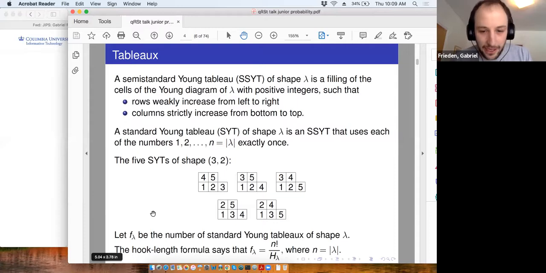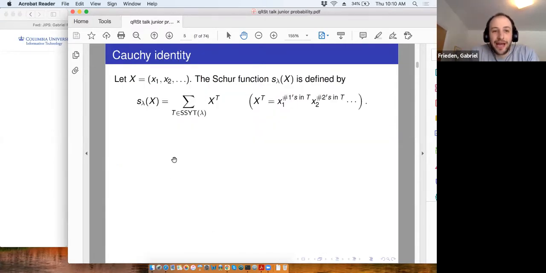Maybe I'll say a little bit more about that later. Now, another central thing having to do with tableaux are Schur functions and the Cauchy identity. There are different ways of defining the Schur function, but I'm going to take this as the definition, where I take all of the semi-standard Young tableaux of shape lambda, and then for each tableau I associate a monomial, where I just do x1 to the number of times 1 appears, x2 to the number of times 2 appears, etc. And I take an infinite set of variables.